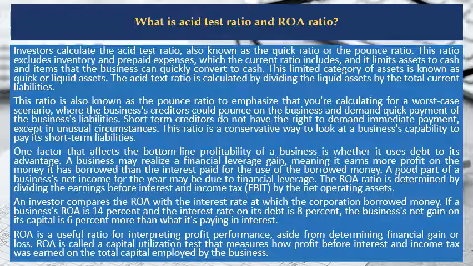The ROA ratio is determined by dividing the earnings before interest and income tax, EBIT, by the net operating assets. An investor compares the ROA with the interest rate at which the corporation borrowed money. If a business's ROA is 14% and the interest rate on its debt is 8%, the business's net gain on its capital is 6% more than what it's paying in interest.